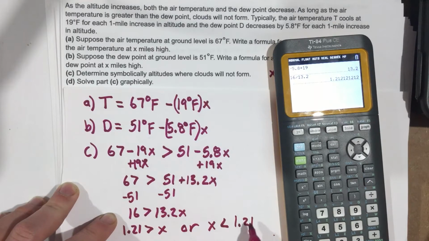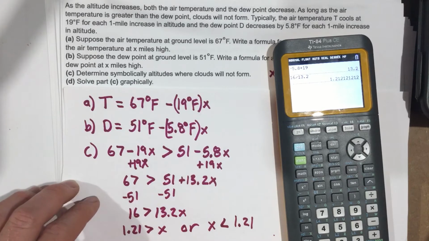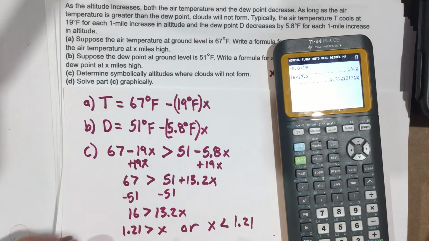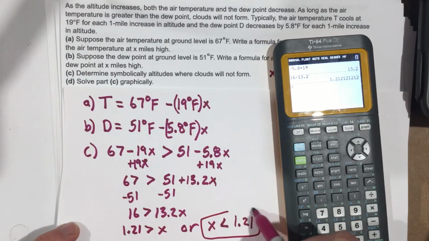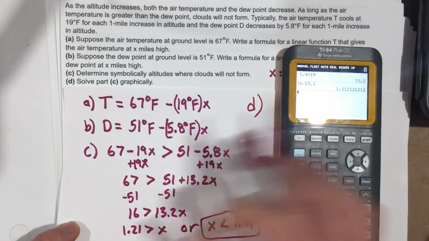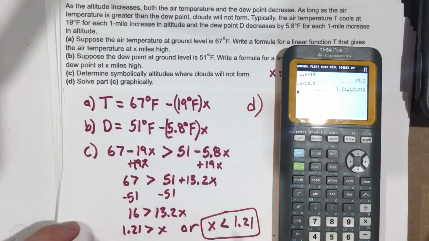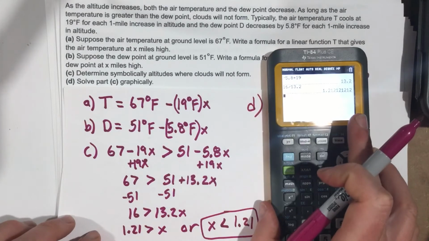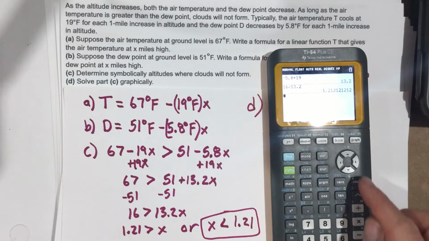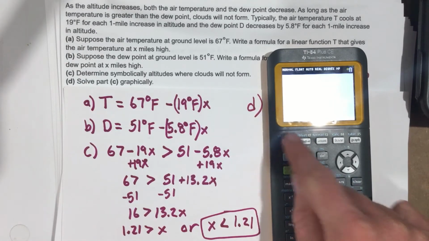So, as long as we stay lower than 1.2 miles in the air, clouds are not going to form. But as soon as we get to 1.2 miles in the air, now we start to get some clouds. All right, so that's part C. Now part D, we're going to use the calculator. It says solve part C graphically. So graphically means we're going to use, obviously, either we're going to draw it by hand or we're going to use our calculator to do so. I think our calculator makes the most sense here.